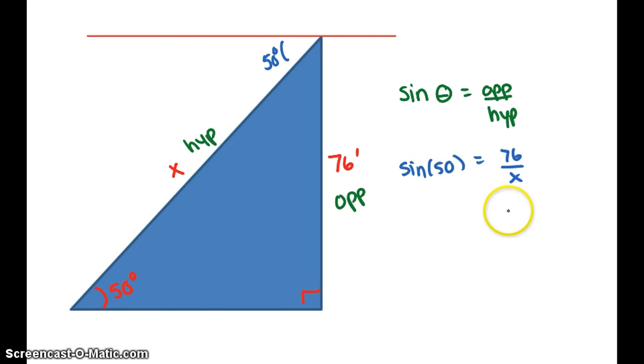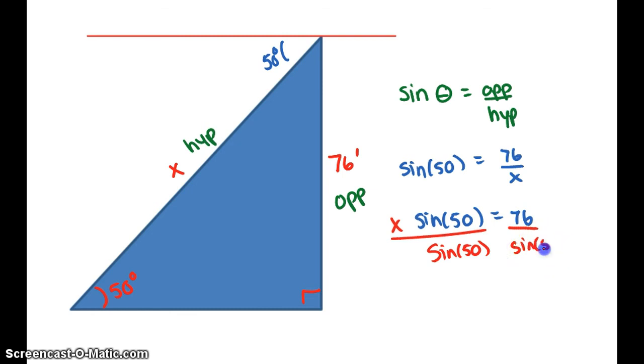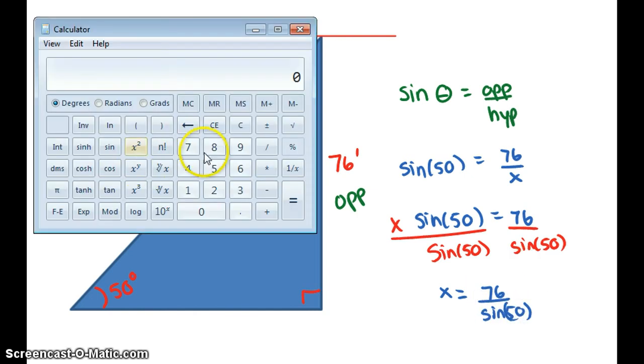To solve for x, we multiply both sides by x, so x times the sine of 50 equals 76. And then divide by the sine of 50. So we have x equals 76 divided by the sine of 50. We then use a calculator to find out the value of x. 76 divided by the sine of 50.